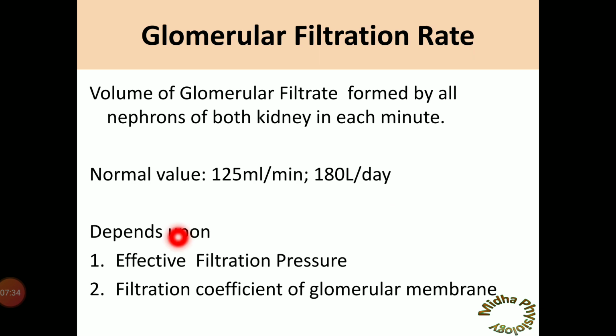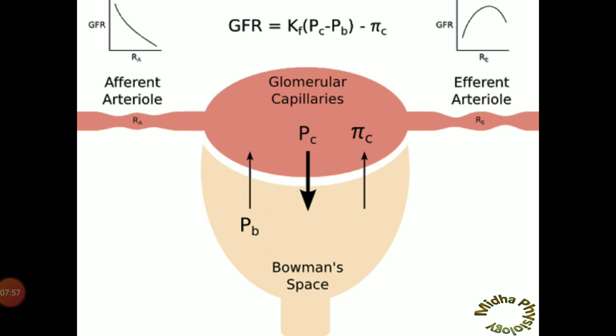Now this filtration depends upon two factors. The first one is effective filtration pressure, which is dependent upon the hydrostatic and the osmotic pressure. And the other one is the filtration coefficient of the glomerular membrane, which depends upon the permeability of the glomerular membrane as well as its surface area.